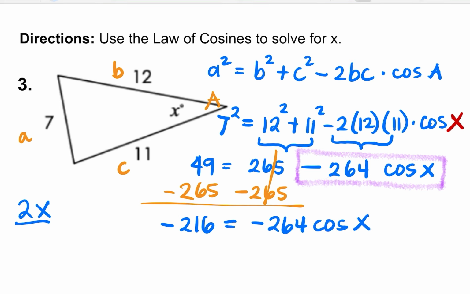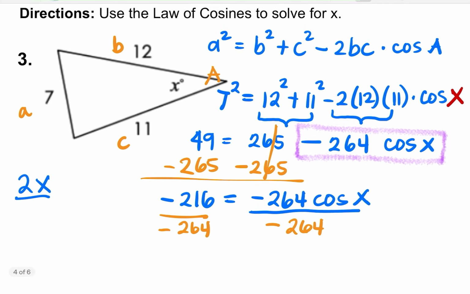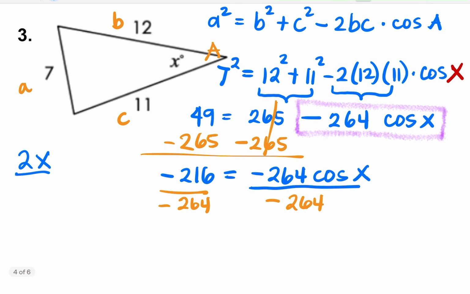Now this time, we are going to divide both sides by negative 264. So this cancels out. We are left with cosine x, and then the decimal. So we're going to use 4 decimal places. So we're going to have 0.8182.